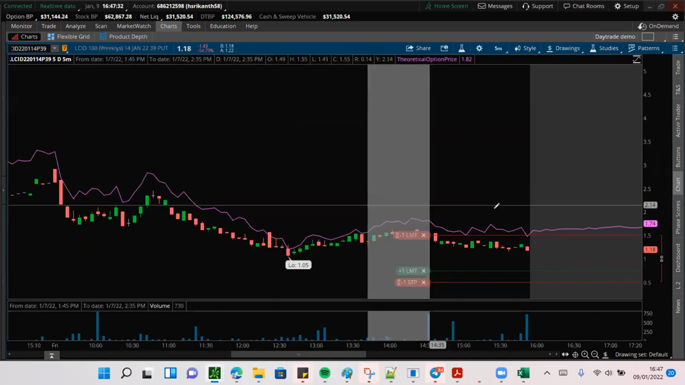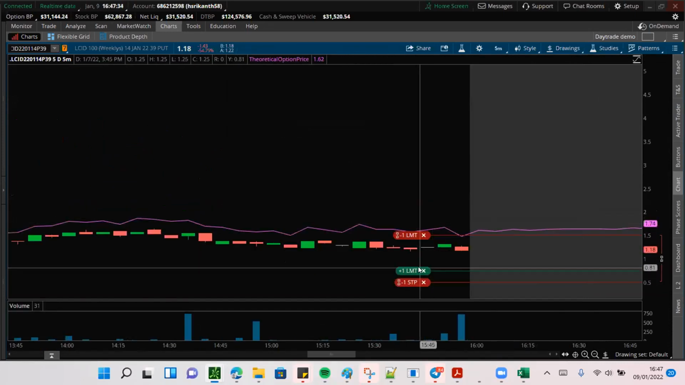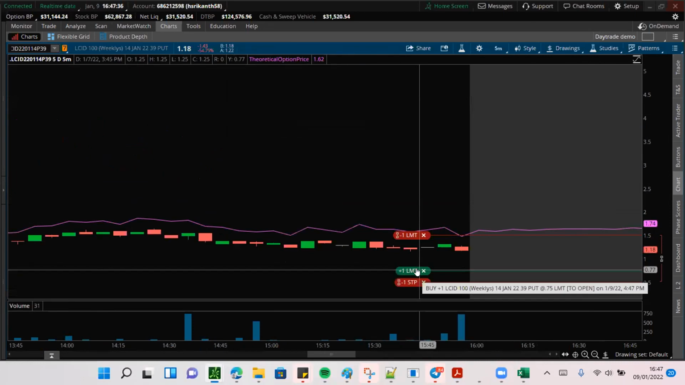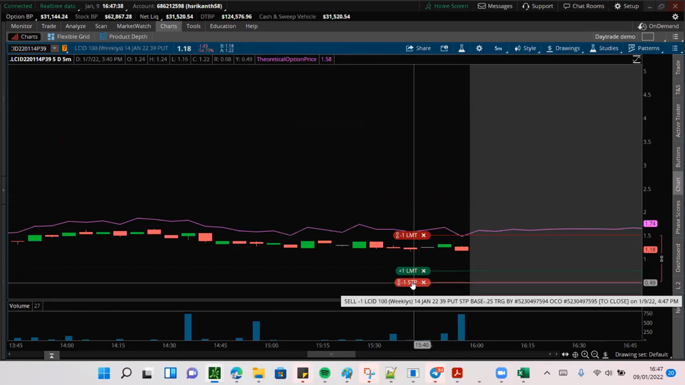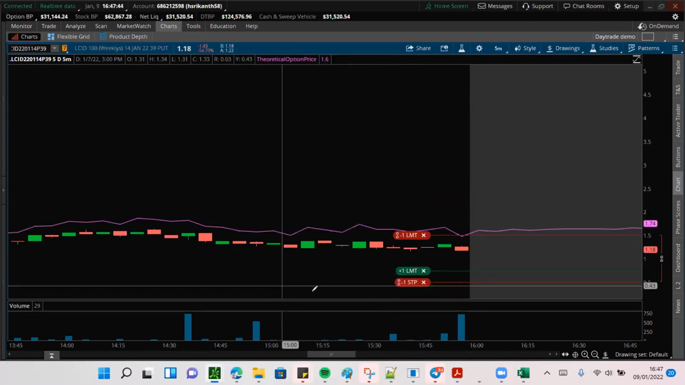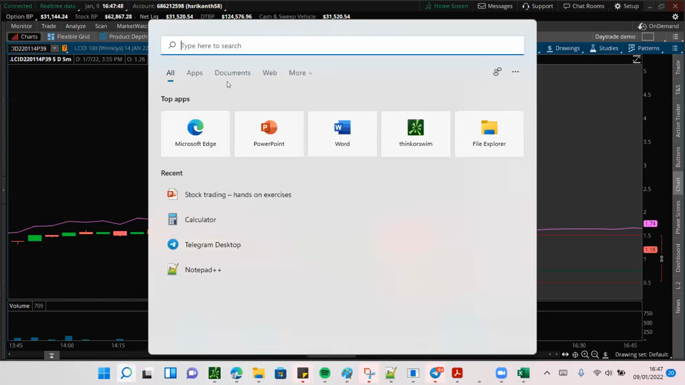So you can see that, right here. I want to buy it at 75. I have a stop loss at, see, mine is always a stop order. If you do not know what a stop market order is, right?